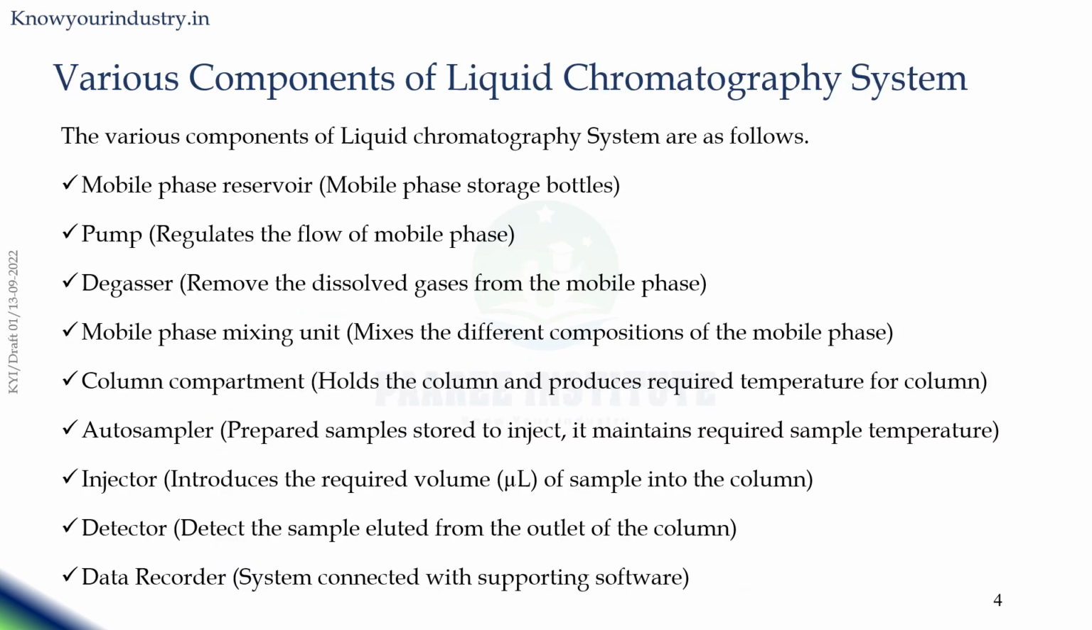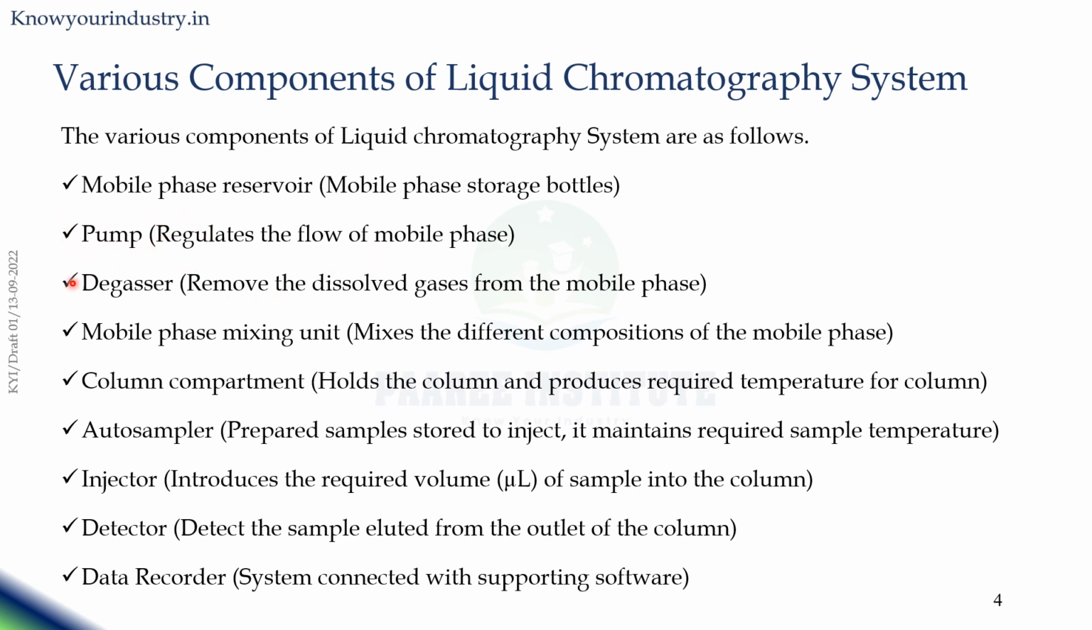Now we are going to see the various components of a liquid chromatographic system, or a high performance or high pressure liquid chromatography system, or an HPLC instrument. The HPLC instrument will have a mobile phase reservoir, which is generally glass bottles, kept on the HPLC instrument. Then there will be a pump which will regulate the flow of the mobile phase. You have to pass the mobile phase with high pressure. It can be done only by a mechanical pump. So a pump is a part of the HPLC instrument.